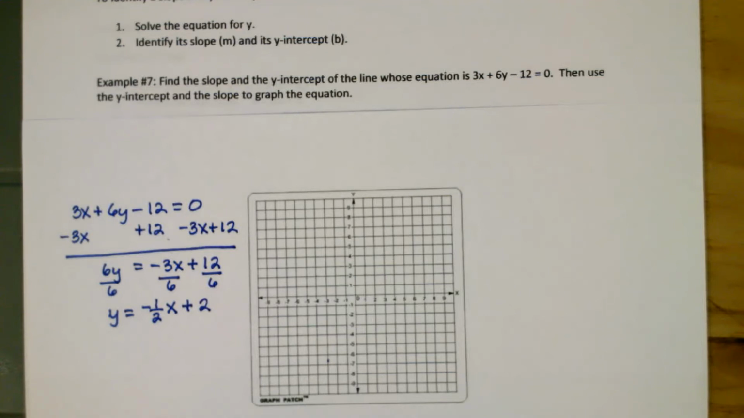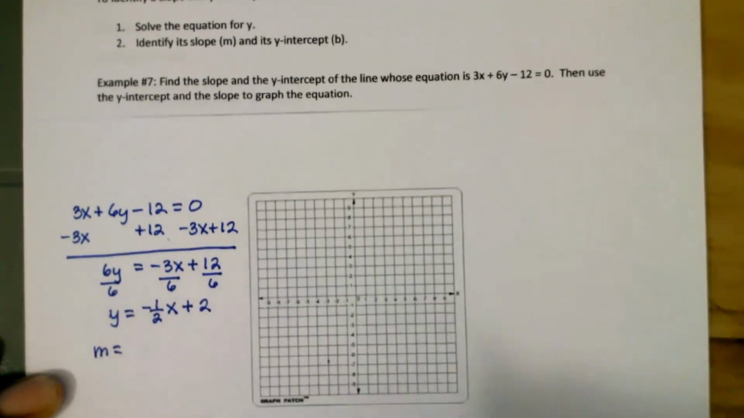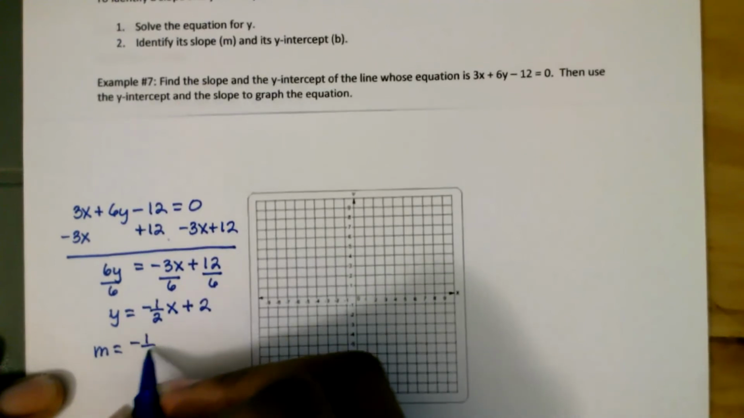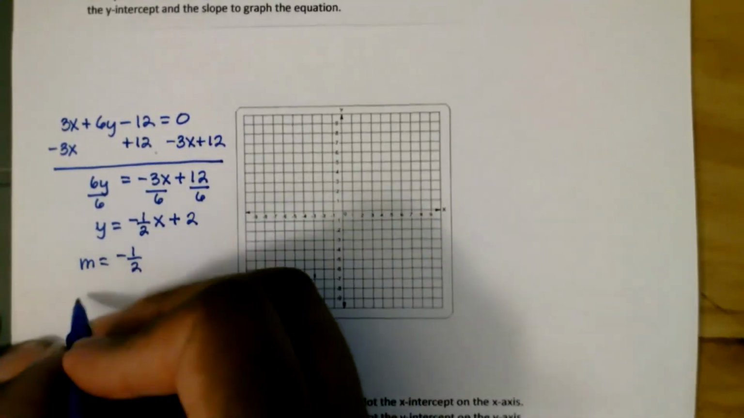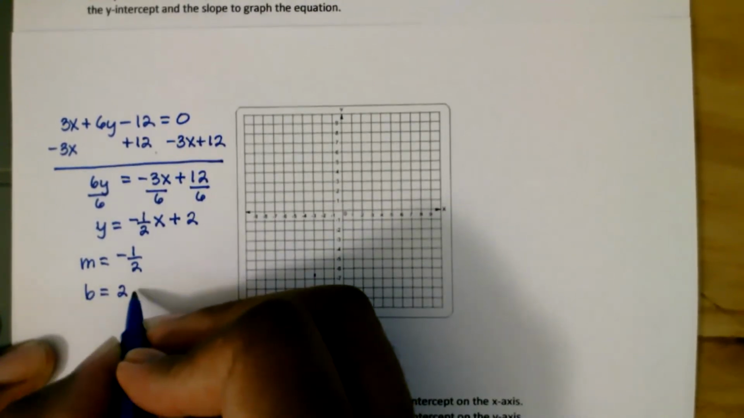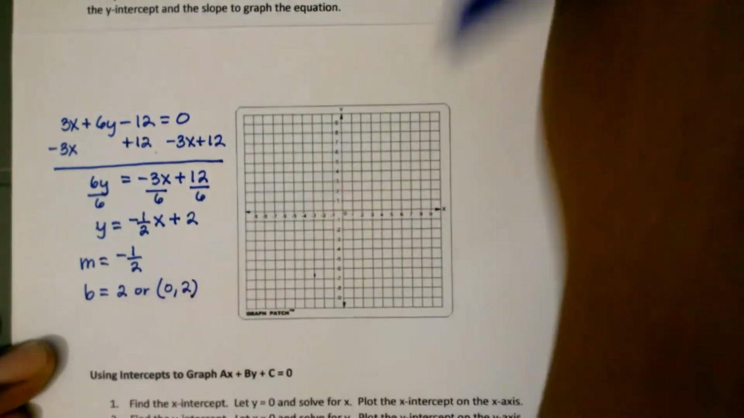Now, since it's in slope-intercept form, I can go ahead and identify the slope and the y-intercept. The slope is the coefficient of x, that's negative 1/2. The b, which is your y-intercept, that's going to be 2. And actually, the ordered pair for the y-intercept is (0, 2).